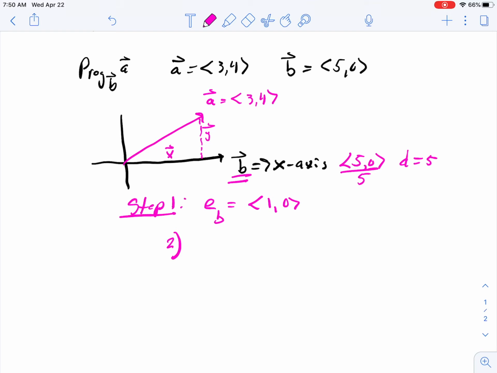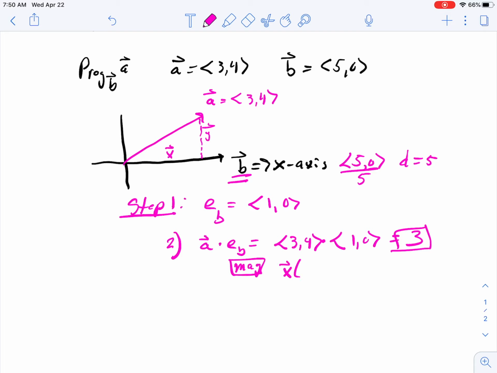Now, the second step then is you dot my vector A with my unit vector B. So if I take 3, 4 and dot it with my unit vector of 1, 0, notice what we get is 3. Well, that's the magnitude of my x component. So basically, this would be my new x component of my vector A, and this is obviously a magnitude, so that would be 3.